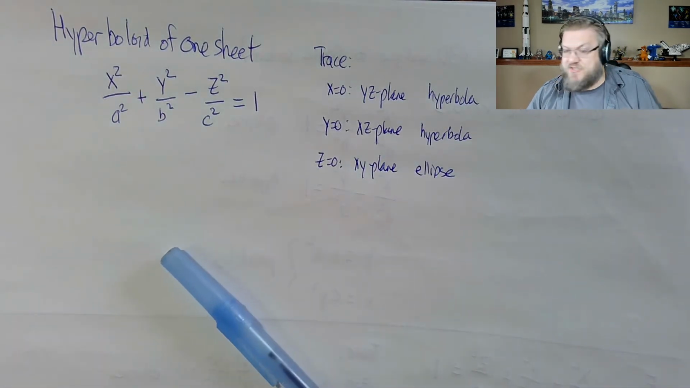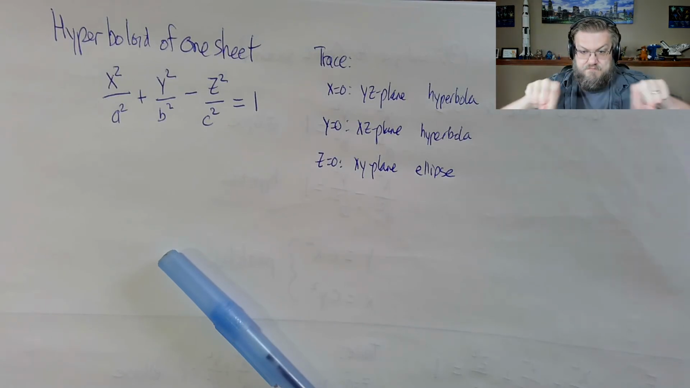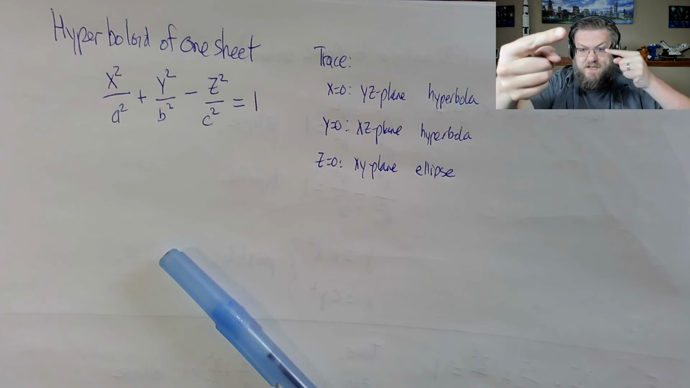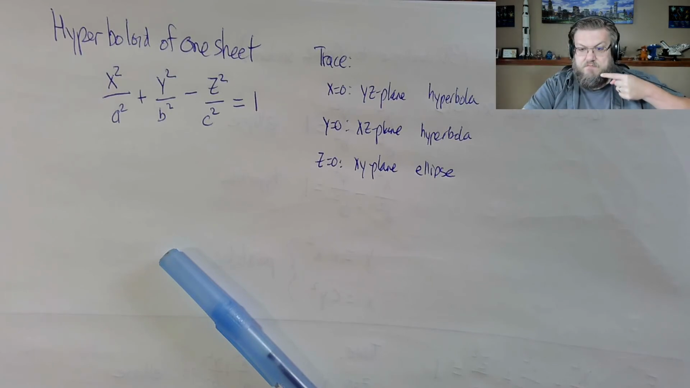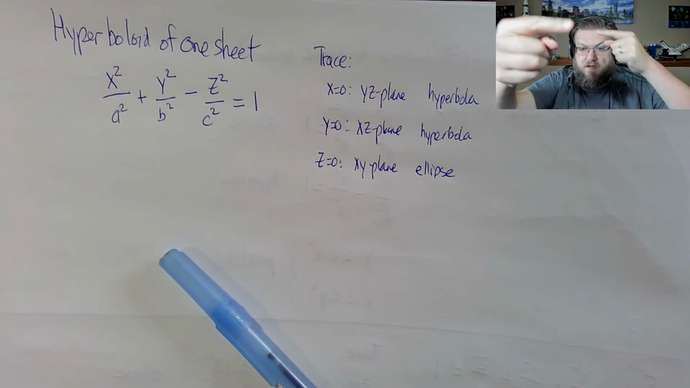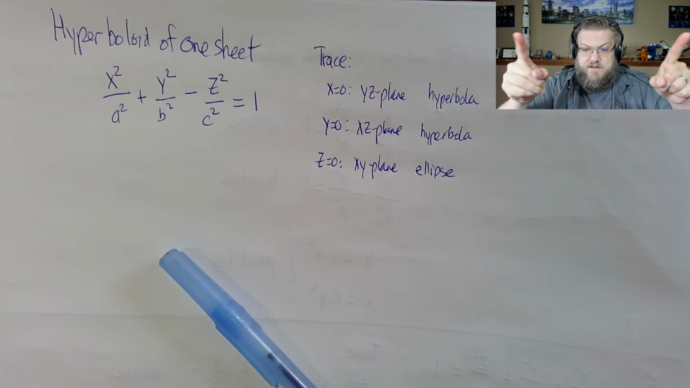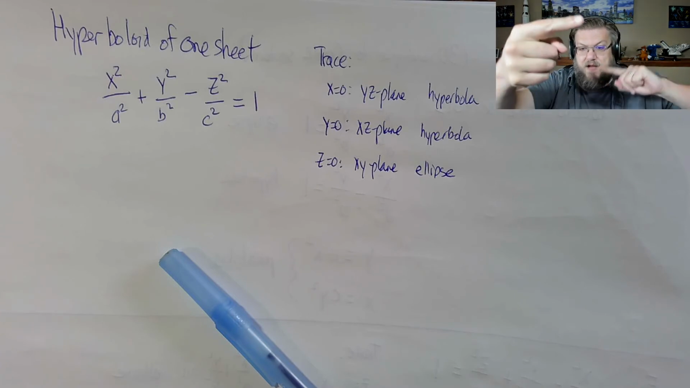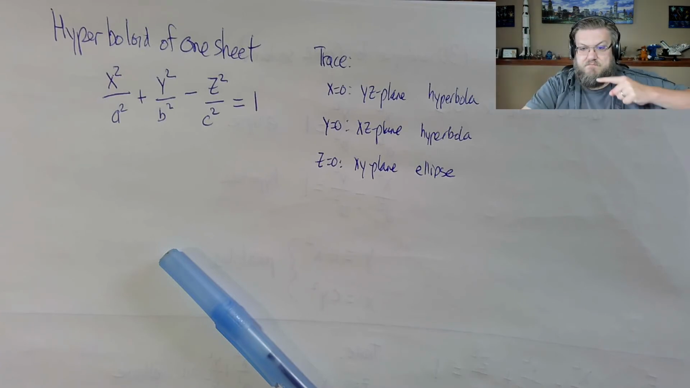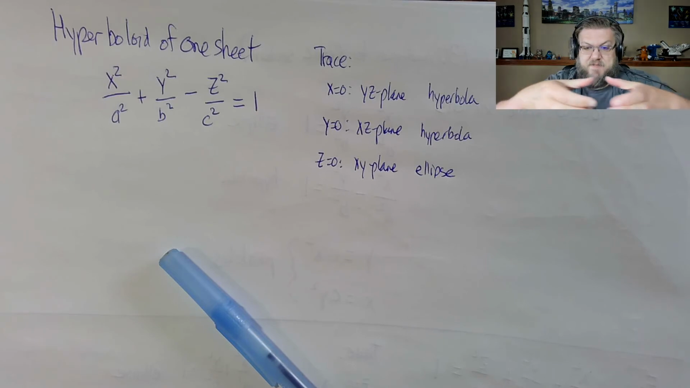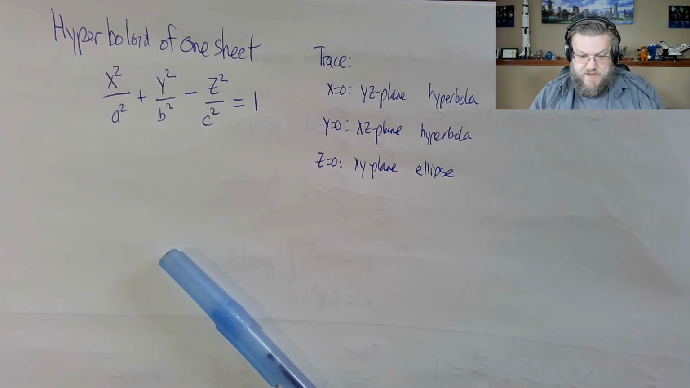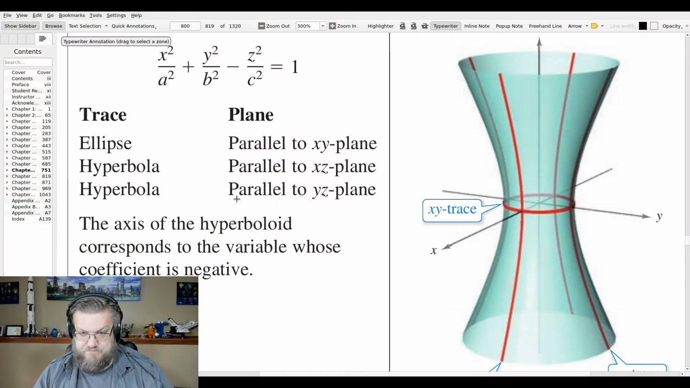Okay, so it's hyperbolic this way, it's hyperbolic this way, right? And it's elliptical in the middle, in the xy plane. So it's hyperbolic, hyperbolic, and then elliptical in the middle. That would look like this.